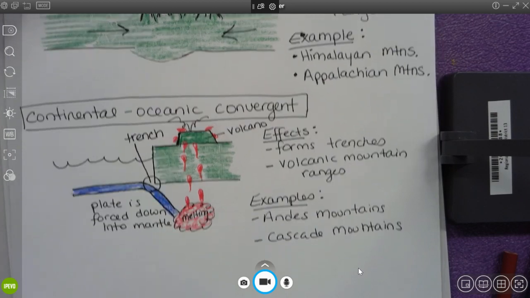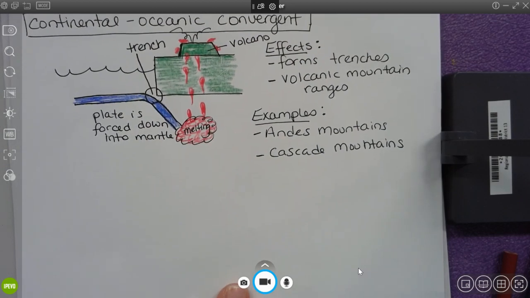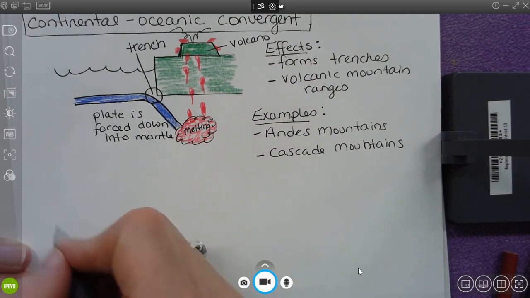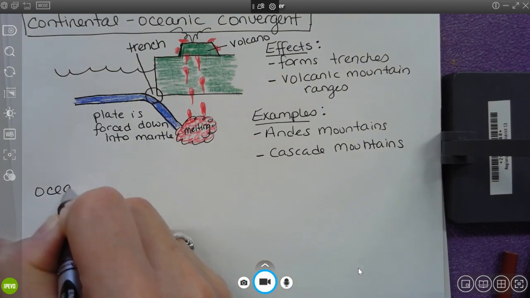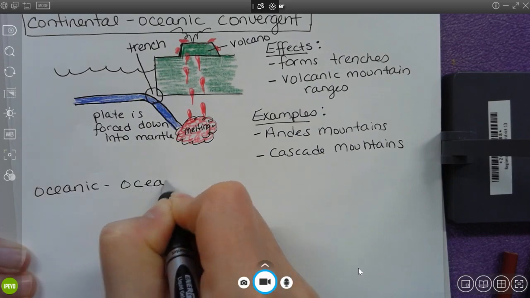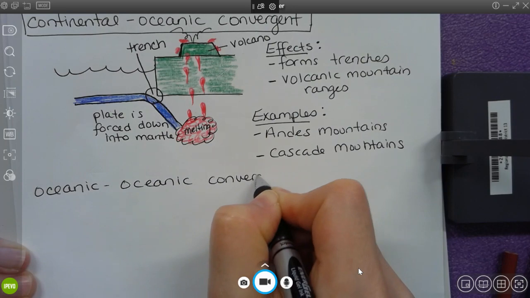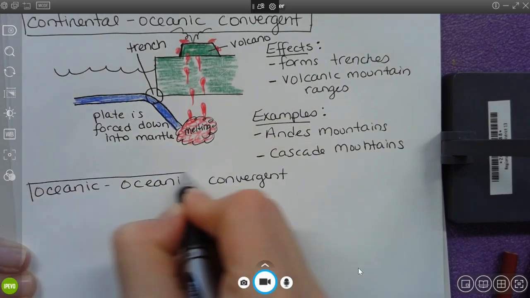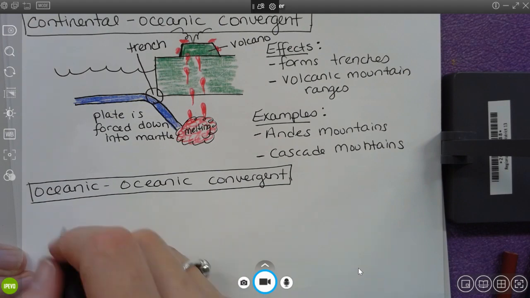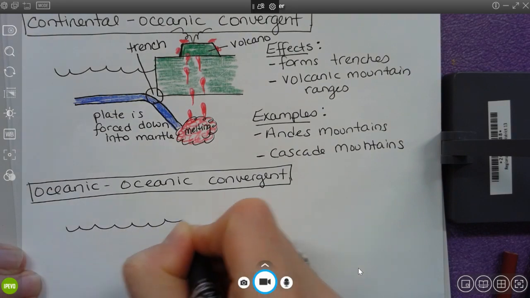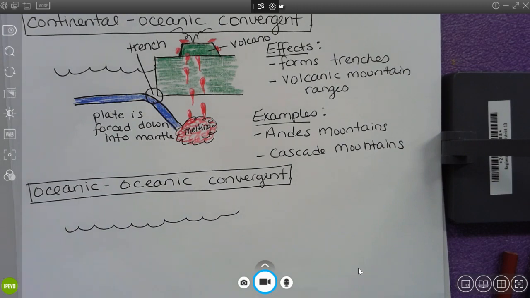I'm just going to move this up a little bit. Okay, maybe I have just enough room. What do you think the last one is? It's oceanic, oceanic. You got it. Oceanic, oceanic convergent. All right. Okay, this one looks pretty similar, except that it happens, most of it, underwater. Okay, so we're talking about kind of middle of the ocean type thing.